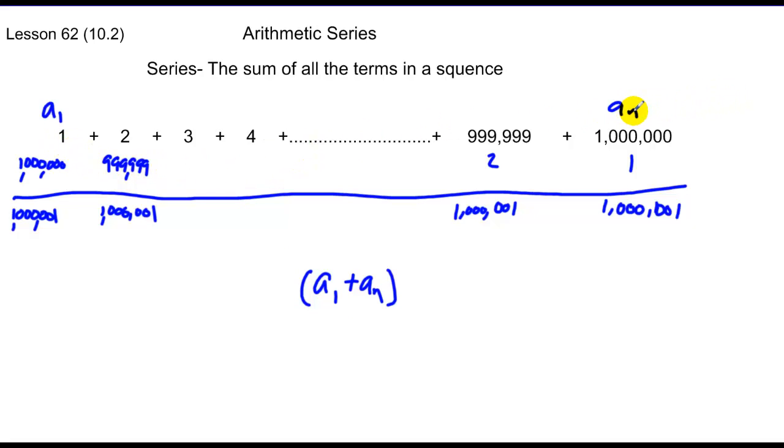Well, I have n number of terms, and he knew how to do multiplication pretty well. Then what I have is I don't have the sum, but I have twice the sum. So if I just divide that by 2, I get the sum of the n terms. And he found that this equation was actually the equation for a series of any arithmetic sequence.